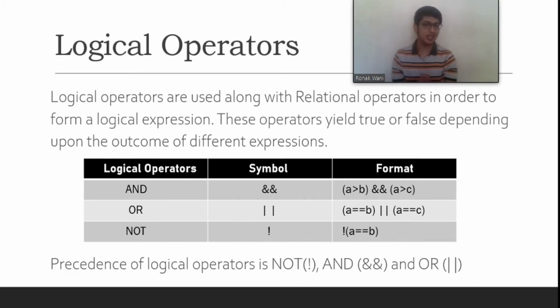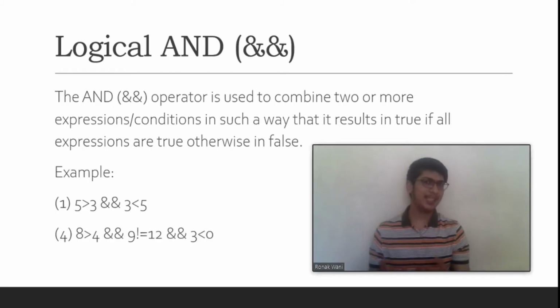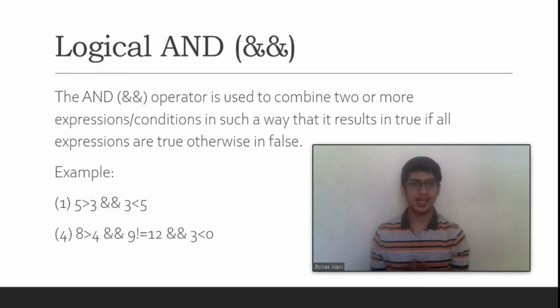Let us talk about the precedence of logical operators. So for logical operators, the precedence order is not, and then or at the end. Let us discuss different types of logical operators in depth. Let us understand what is logical AND operator. Ampersand sign is used to indicate logical AND operator in Java. So AND operator is used to combine two or more expressions or conditions in such a way that it results in true if only and only all the expressions are true. Otherwise, it results in false.